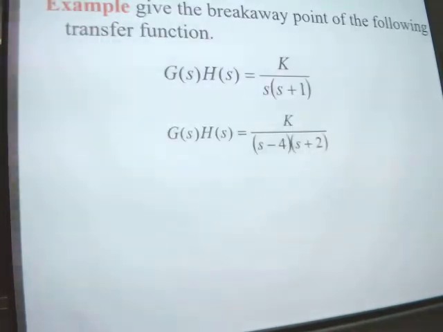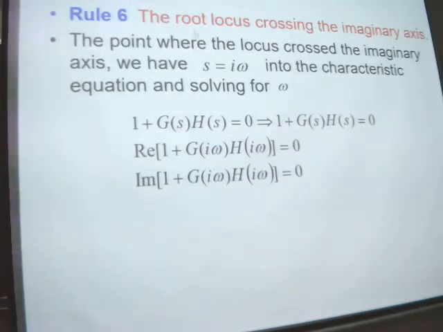Now, this is a breakaway point. Here are these examples. And this is the root locus crossing the imaginary axis. The point where the locus crosses the imaginary axis, we have s equal to j omega in this characteristic equation and solve for omega. Here, this is the characteristic equation, 1 plus GsHs is equal to 0.